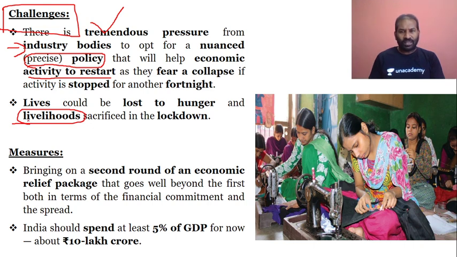I think the importance is life, but as a lot of damage has been done to the economy because of the lockdown, the industry bodies, the CII, are asking the government to go ahead with a precise policy wherein the business activity or the economic activity has to restart. If the economic activity is not restarting, then there will be a lot of problems for livelihoods. Please do understand, if the economic activity is not restarted, then it will have a very drastic effect on the livelihood. So the government's duty is to protect the lives, and at the same time provide livelihood.